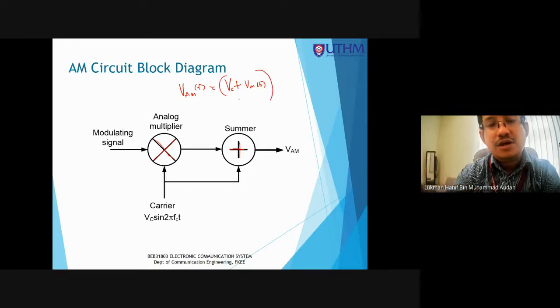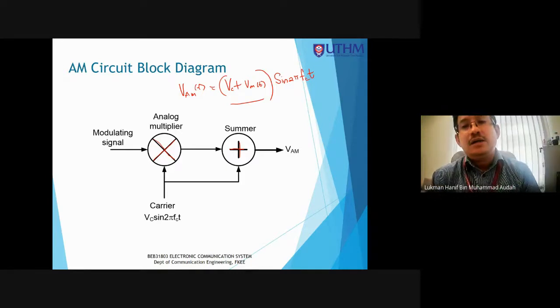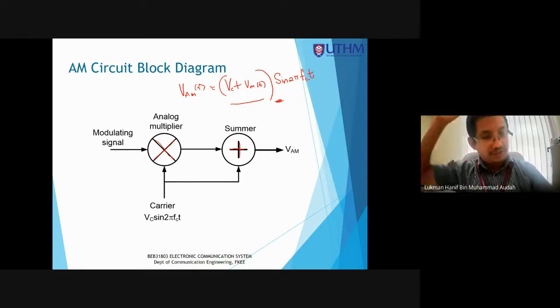Okay, so this is addition process. And then we multiplied with the carrier wave here, sine 2 pi FCT. So kalau dilihat di sini ada proses tambah dan ada proses darab. Okay, so we need to design circuits that can do this process, multiplication and also the adding process.